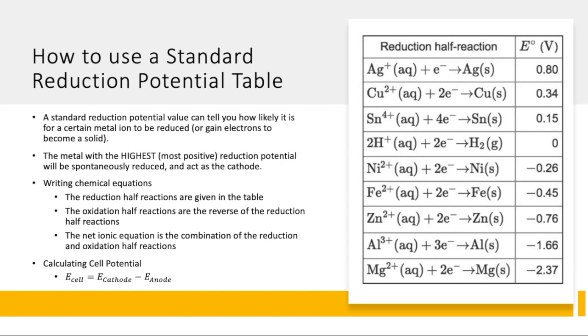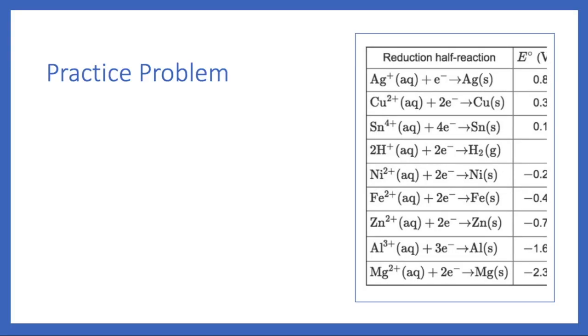Okay, last thing with this is that we can use it to calculate the cell potential, and this is important because it's related to spontaneity. It turns out if we have a positive cell potential, then we have a spontaneous reaction. So when we compare our cathode and our anode, or the reduction and oxidation reactions, if we come up with a positive cell potential, then we know that reaction will occur spontaneously the way that it's written. Let's do a practice problem to see how this plays out.